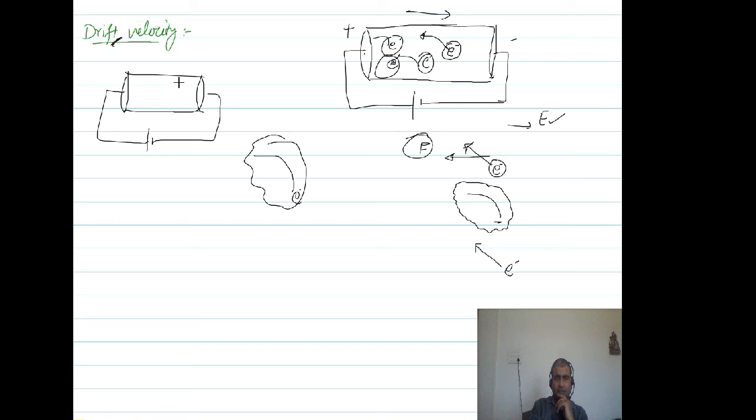Average picture means how? Once we have the idea that all the electrons are getting drifted towards the positive terminal with very high speed, and that there are an enormously high number of collisions suffered by electrons, then those collisions, on an average, make the net motion of electrons very small.